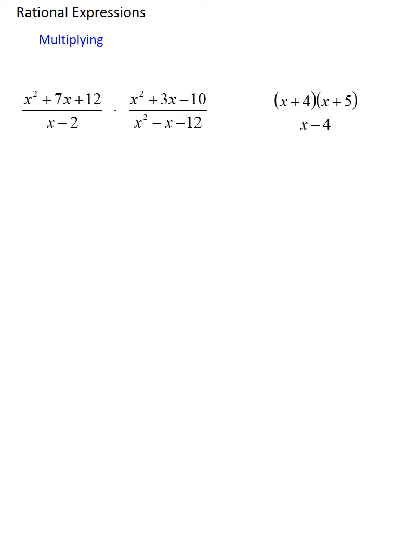Now, there's no general agreement over whether answers for problems like this should be expressed in factored form as it is here. That answer is 100% correct. Or whether they should be expressed in expanded form. And if you pause for a minute, you'll notice that I simply used FOIL on the numerator of my first answer to get the numerator of the second answer. And this answer is also 100% correct.